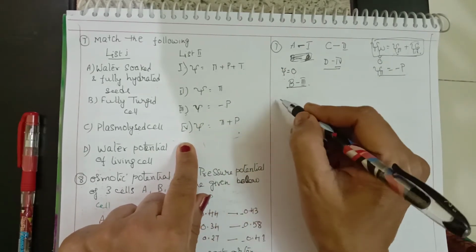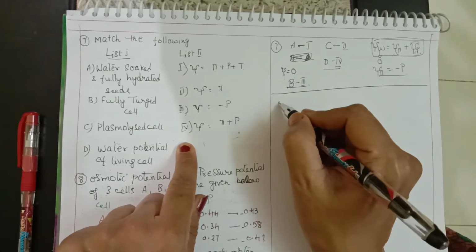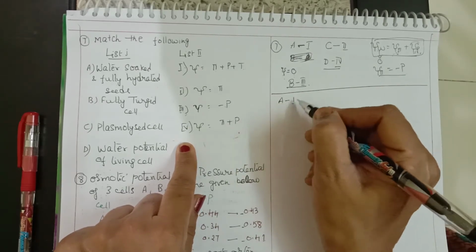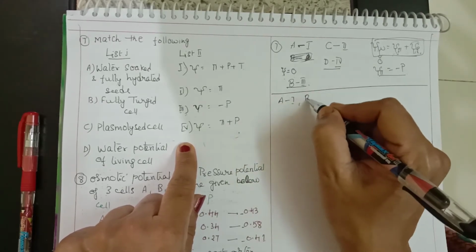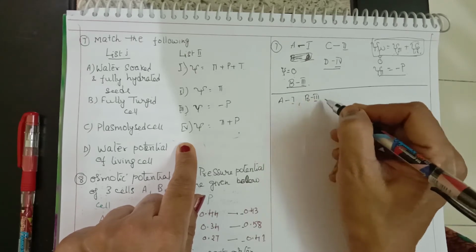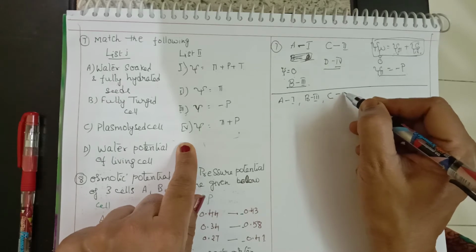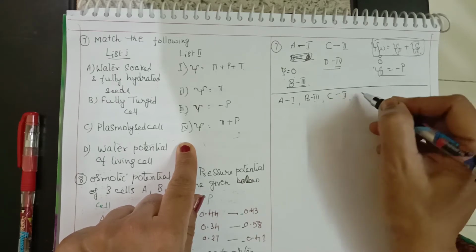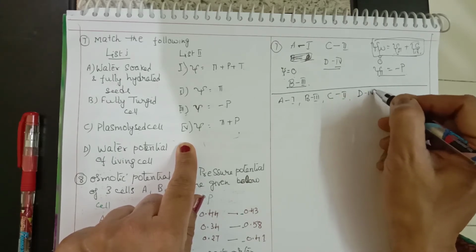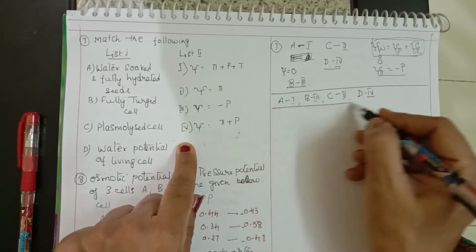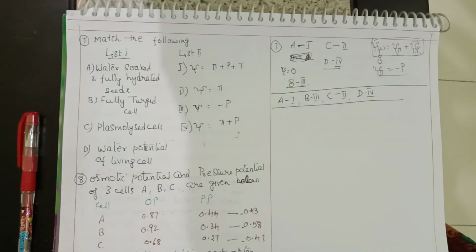Now once again, if I give it clearly, A you will take as 1, B you will take as 3, C you will take as 2, and D you will take as 4. That will be the answer for this question.